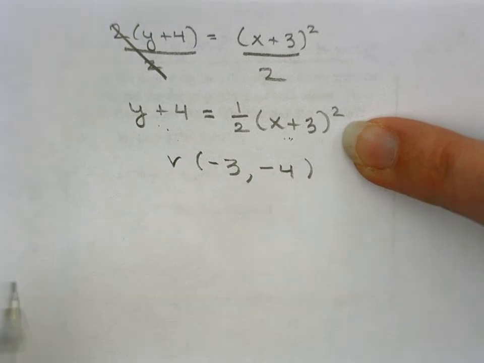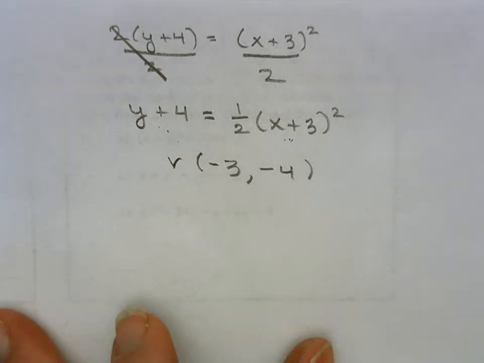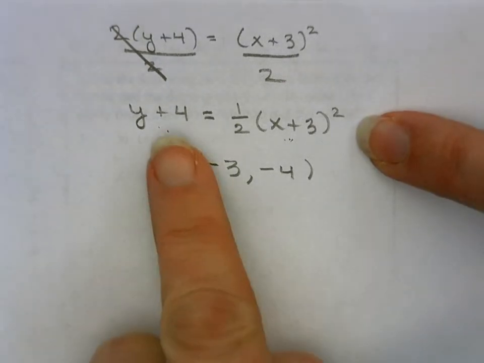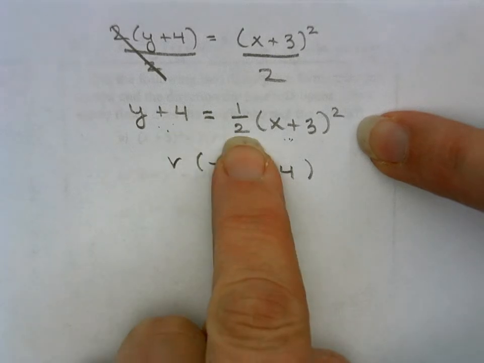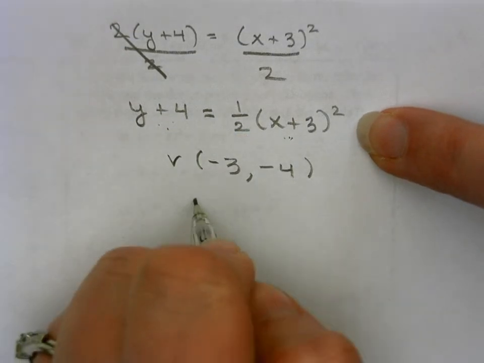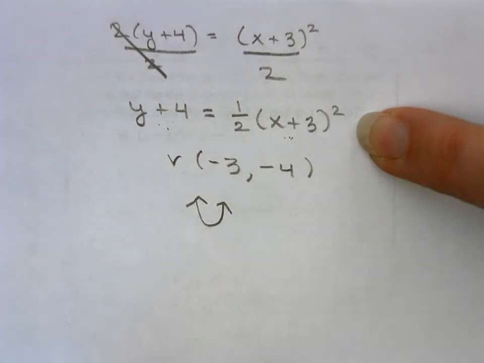And then it also asks for which way does the parabola open. So it's a y equals, that means it's going to open along the y-axis. And then my stretch is positive, so it's going to point up. So I know that the parabola is going to point up or it opens up.